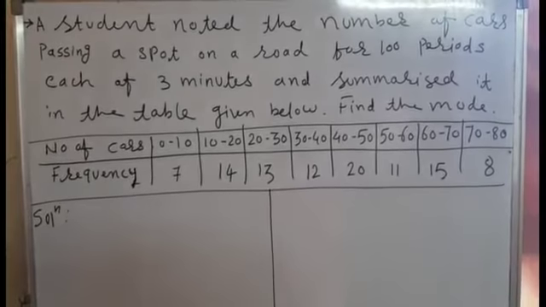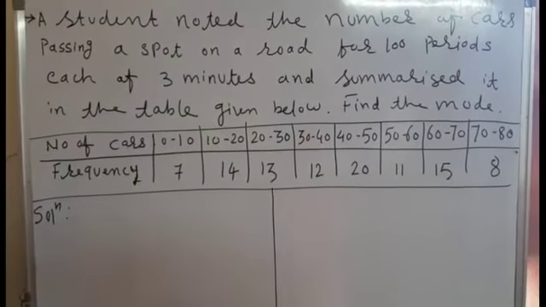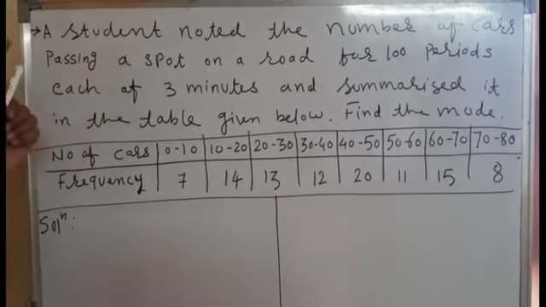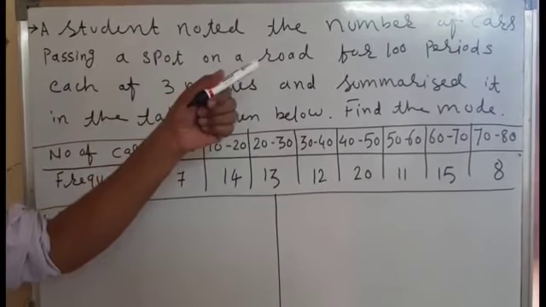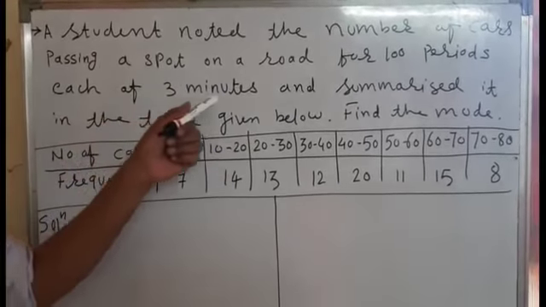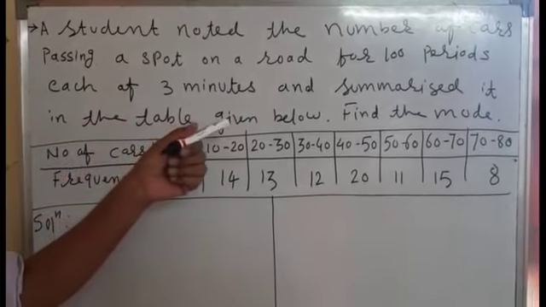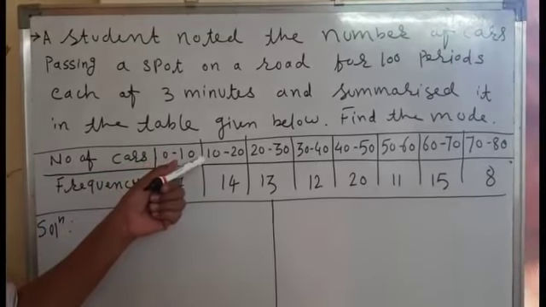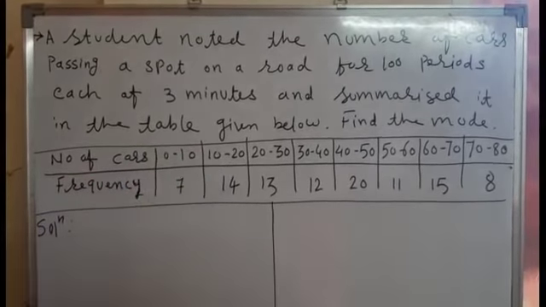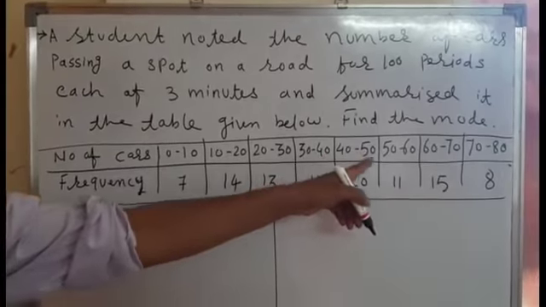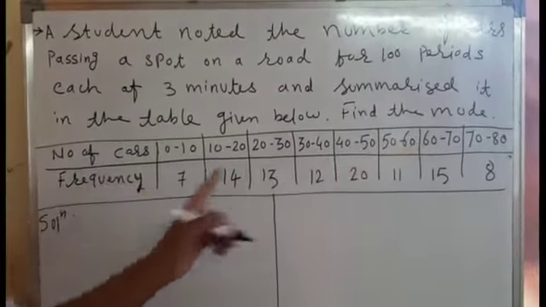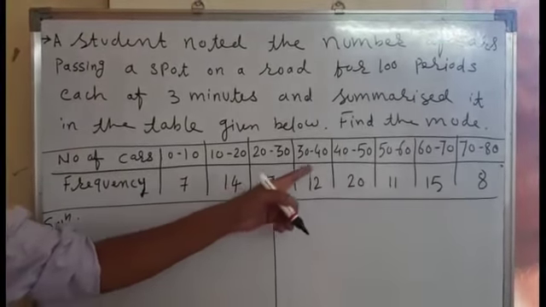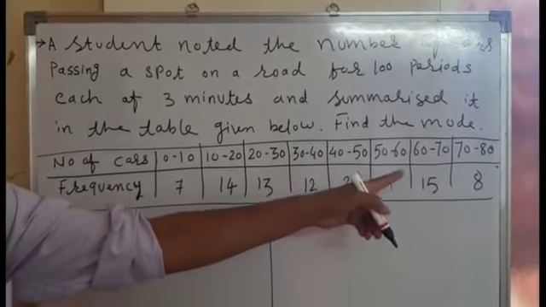Now this is one more sum which I will read for you and then I will solve it. A student noted the number of cars passing a spot on a road for 100 periods, each of 3 minutes, and summarized it in the table given below. Find the mode. Number of cars: 0 to 10, 10 to 20, 20 to 30, 30 to 40, 40 to 50, 50 to 60, 60 to 70, 70 to 80. Frequencies are 7, 14, 13, 12, 20, 11, 15, 8.